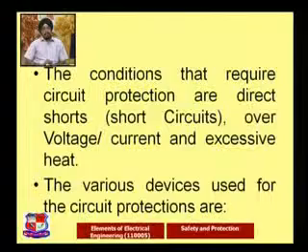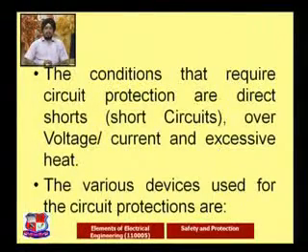Now the conditions that require circuit protection are, means, various types of faults that are going to occur in the circuits. Major faults we can say are short circuits, due to which overcurrent problems are there, overvoltage problems are there, or overall they are going to generate a more or excessive amount of heat in the system, in the circuits, in the equipments.